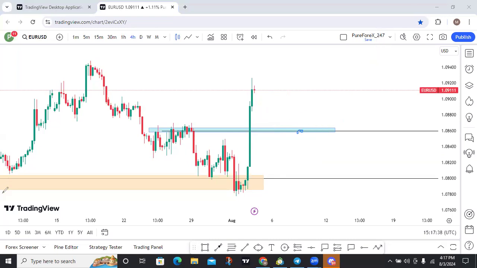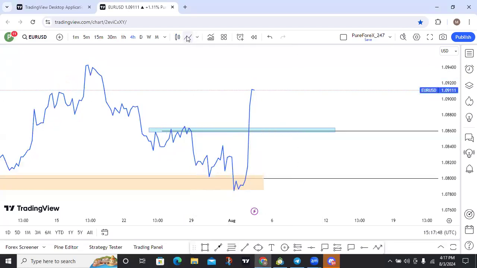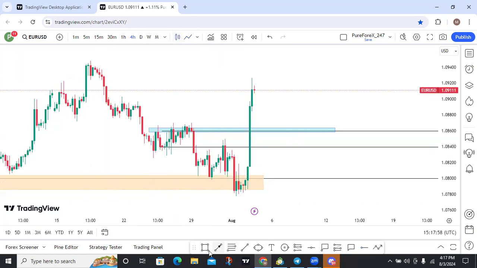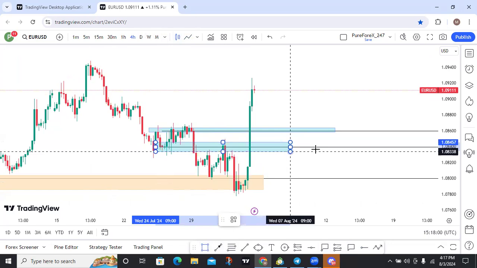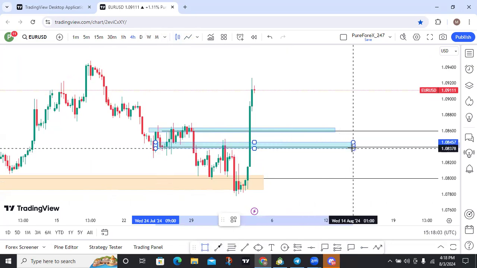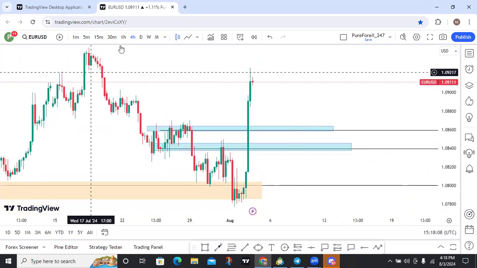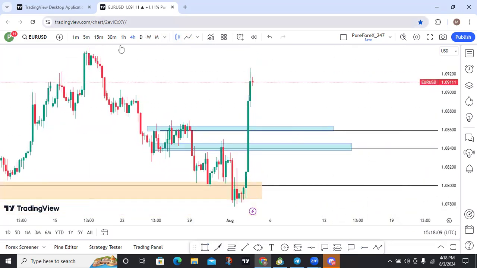But from the H4, we can also see that there is a Quasimodo below here. There's a Quasimodo below. Let me change to line chart. It's a Quasimodo below here. So also at that Quasimodo, there is also a blind spot right there at that point. So we may be looking for the market to respect the blind spot from the daily. Remember, this is a blind spot from the daily. Market is going to drop.